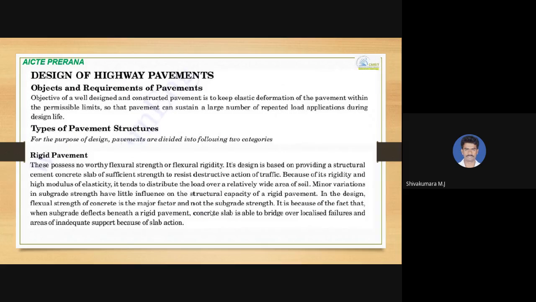Rigid pavements possess a worthy flexural strength or flexural rigidity. So its design is completely based on providing a structural cement concrete slab of sufficient strength to resist the destructive action of traffic coming on it. Because of its rigidity and high modulus of elasticity, it tends to distribute the load over a relatively wider area on soil. Minor variations in subgrade strength have little influence on the structural capacity of rigid pavements.